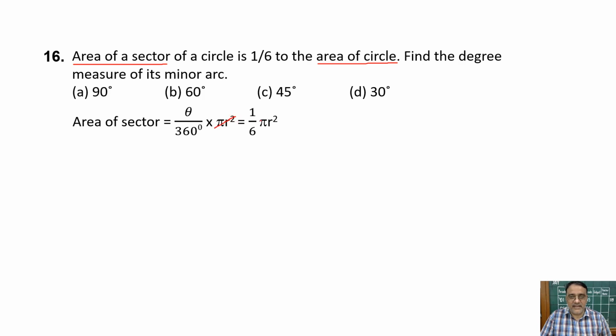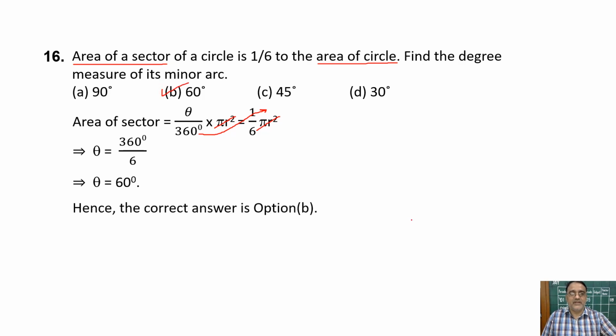Yes, sir. So we can cancel pi r square, and 360 shifts to this side, cross multiply. So we'll get 360 by 6. So the final answer is 60 degrees. So the correct option is Option B, right. So now we are moving toward question number 17.